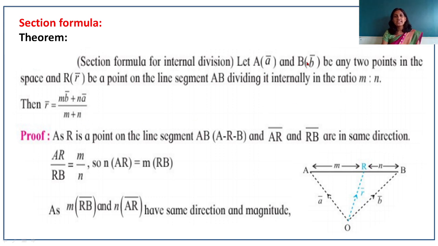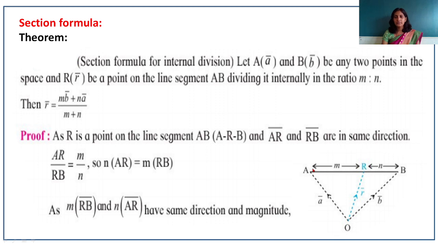If there are 2 points A and B, with position vector of point A being A bar and position vector of point B being B bar, if we join this line and R is a point whose position vector is R bar, dividing this line internally in the ratio m to n, then position vector R bar is equal to m b bar plus n a bar upon m plus n. So start with the proof. Consider a line segment AB. Look at this diagram.